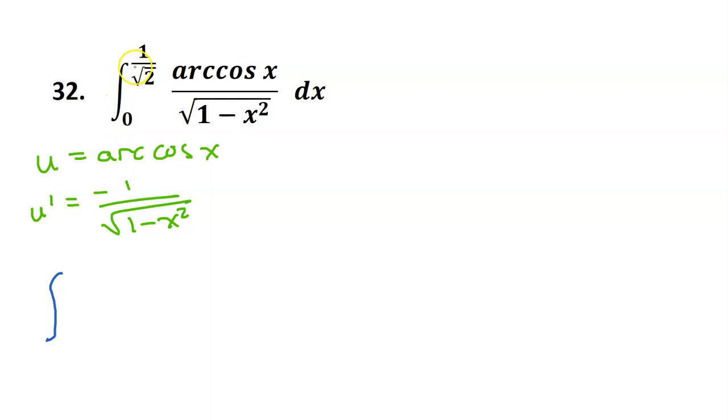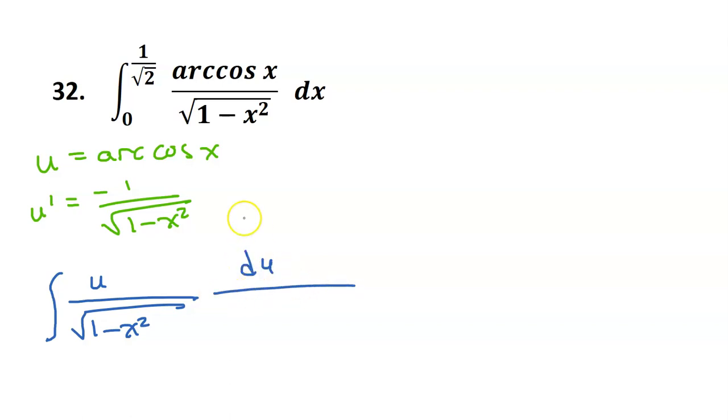As we do so, remove the limits of integration. We will put them back in again when we switch everything back to x's. So in the numerator, we simply have u. So for right now, I have u over the square root of 1 minus x squared. Instead of dx, I will write du over u prime. But u prime is this, negative 1 over the square root of 1 minus x squared.